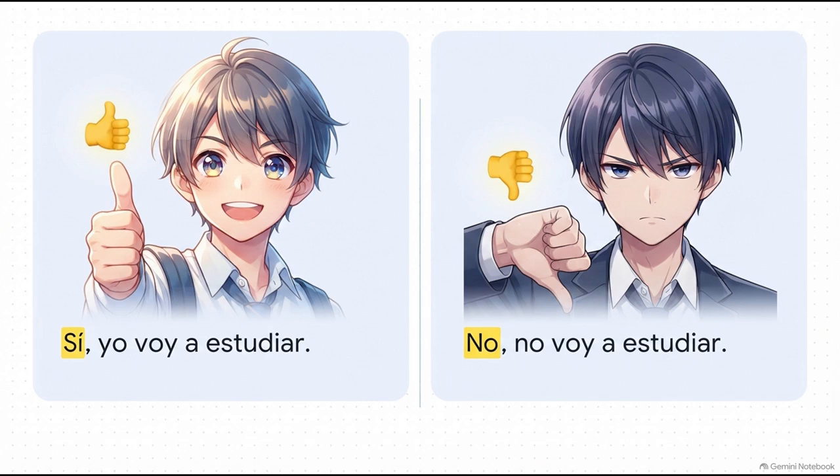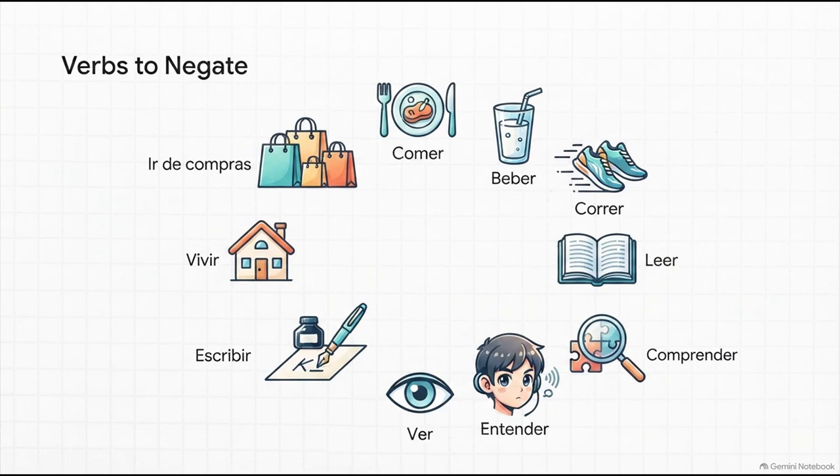Though, of course, I know you don't actually mean that negative sentence because you're currently watching this explainer and studying your Spanish right now. And just like before, the versatility is amazing. You can drop any of these new verbs into that negative structure. Comer, to eat. Beber, to drink. Correr, to run. Leer, to read. Comprender, entender. Ver, escribir. Vivir, ir de compras, to go shopping.